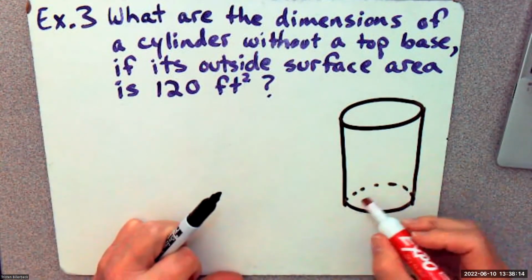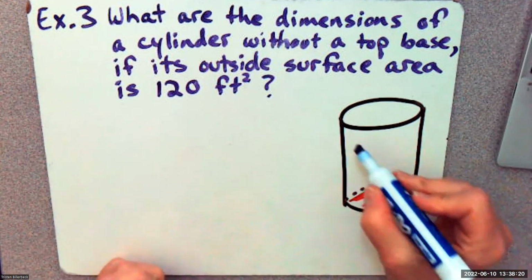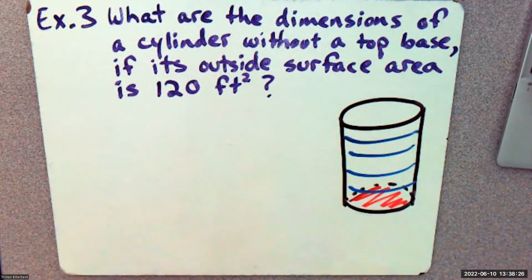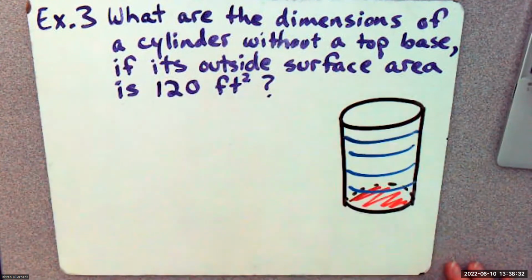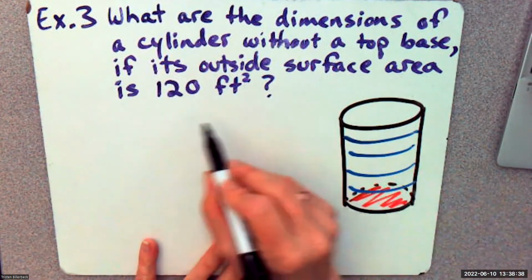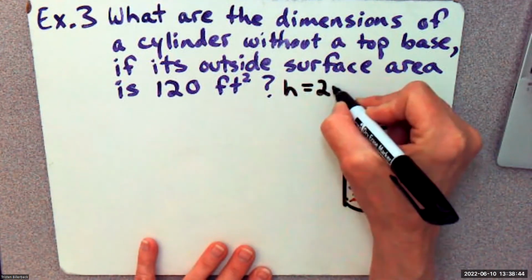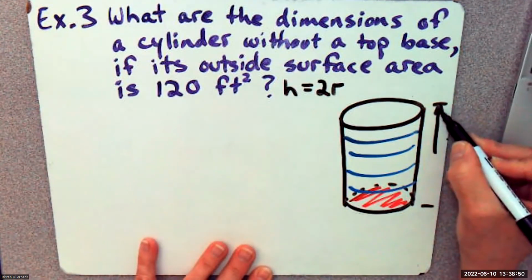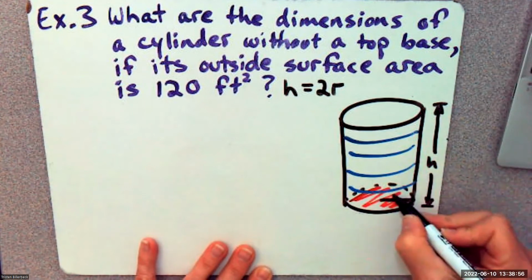So we're going to separate this into 2 areas, this one, and this. Okay, so we have, what are the dimensions of a cylinder without a top base? So we don't have a top base here. If the outside of the surface area is 120 feet squared, and the height equals 2 radii. So the height of the cylinder is here. And then we have a radius here.